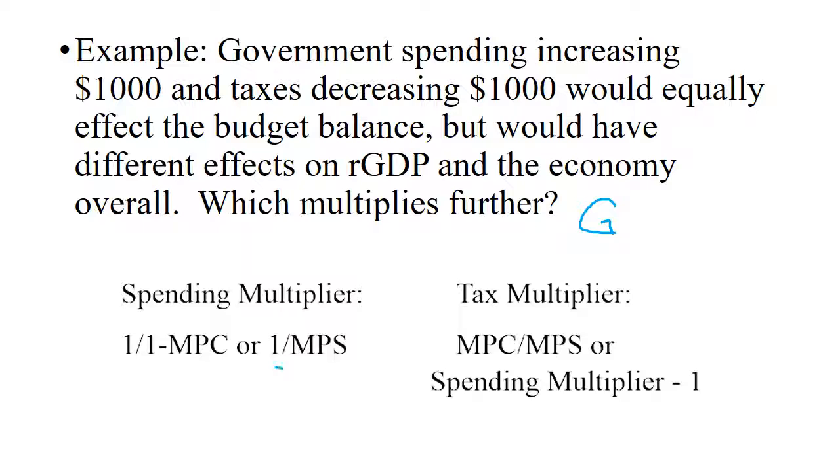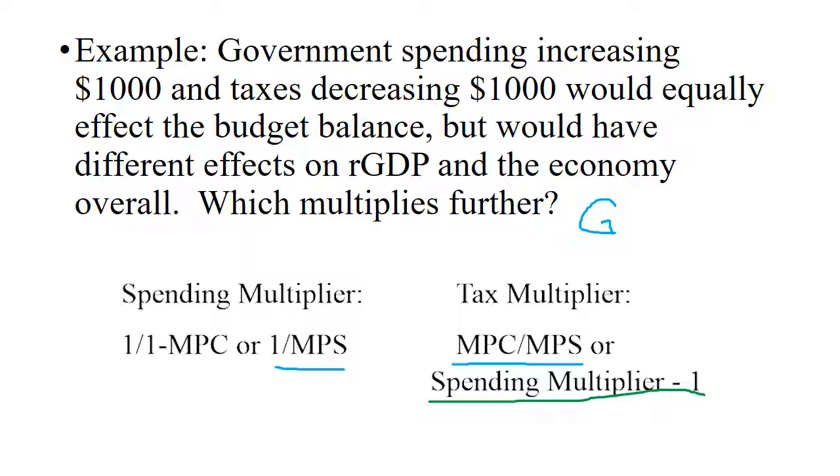I like the 1 divided by MPS because it lines up perfectly with the tax multiplier, MPC divided by MPS, because in both situations, MPS is on the bottom. Another way to get the tax multiplier is to find the spending multiplier and subtract 1. So that right away shows you that the spending multiplier is larger if we're going to take 1 away from it and get the tax multiplier.